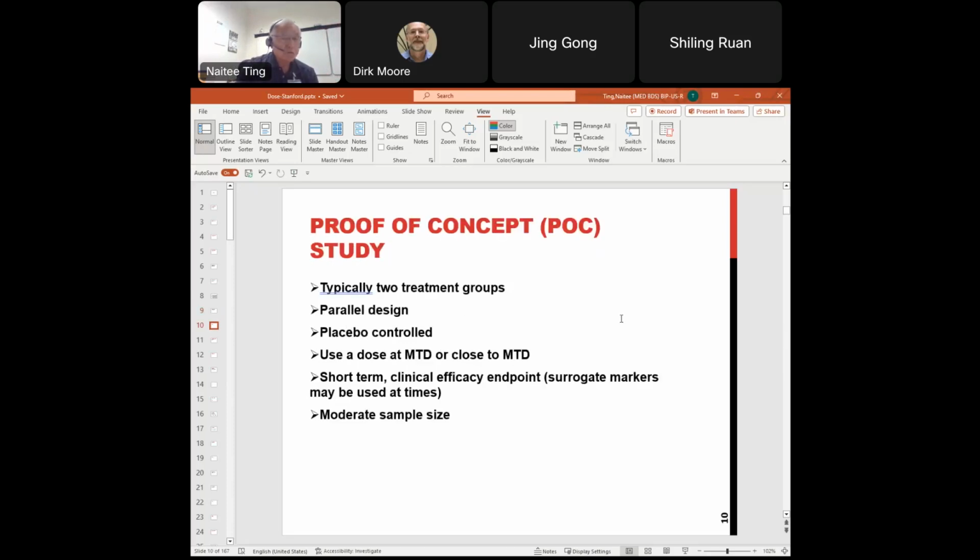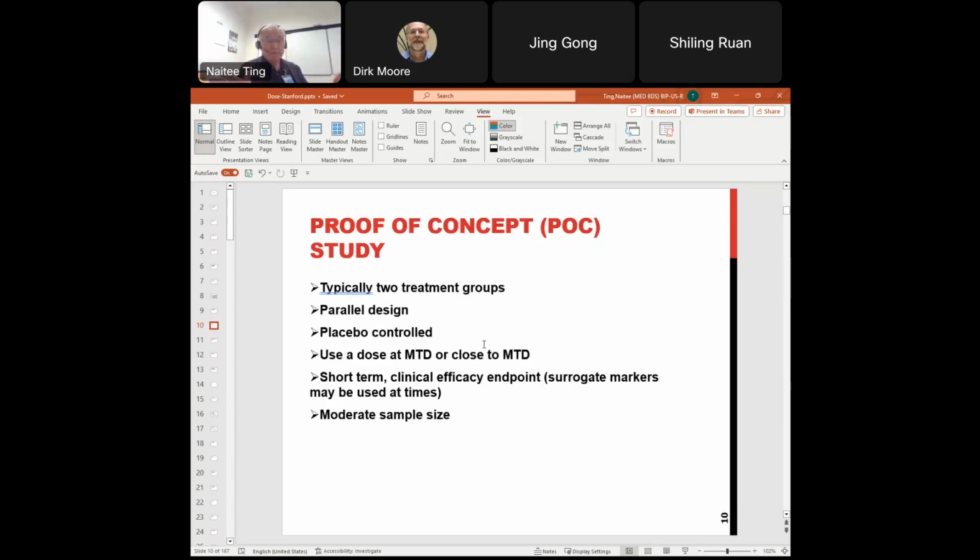All right. So what's POC? Typically, two treatment groups, parallel design, placebo controlled. And the test drug is at MTD or dose close to MTD. You want a very high dose, the highest possible dose that we try to differentiate from placebo. If this highest dose cannot differentiate from placebo, then we say we're done.